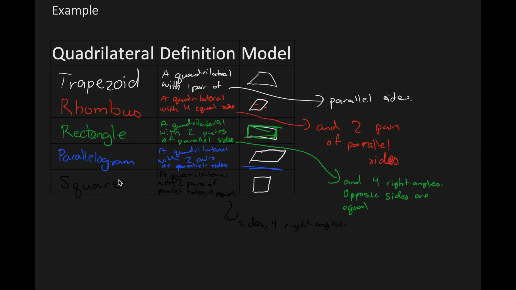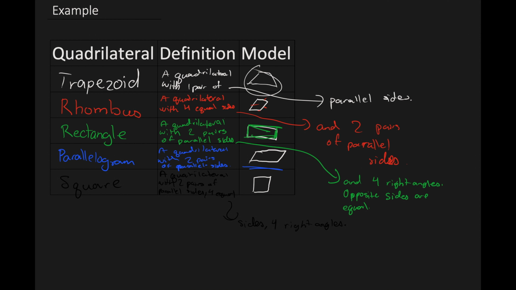Okay, so let's go through everything in the chart here. I'm going to go through it all with the white. So, a trapezoid, a quadrilateral with one pair of parallel sides. Okay, this is a model how it would look. Second, we have a rhombus, which is a quadrilateral with four equal sides and two pairs of parallel sides. Third, we have a rectangle, a quadrilateral with two pairs of parallel sides and four right angles. The opposite sides are equal. Parallelogram, a quadrilateral with two pairs of parallel sides.